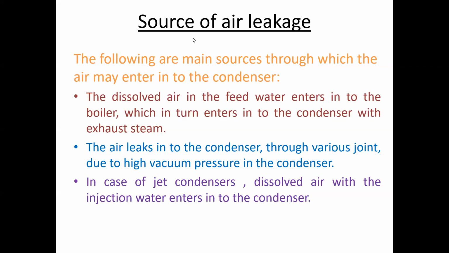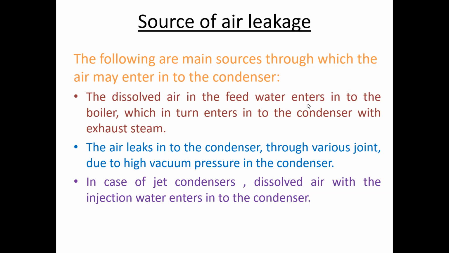Now next is the various sources of air leakage in the condensers. The following are the main sources through which air may enter into the condenser. That means how the air comes into the condenser. Because in the condenser, we have to feed only the steam that is coming from the turbines, but air also comes along with that steam. So the dissolved air in the feed water enters into the boiler, which in turn enters into the condenser with the exhaust.